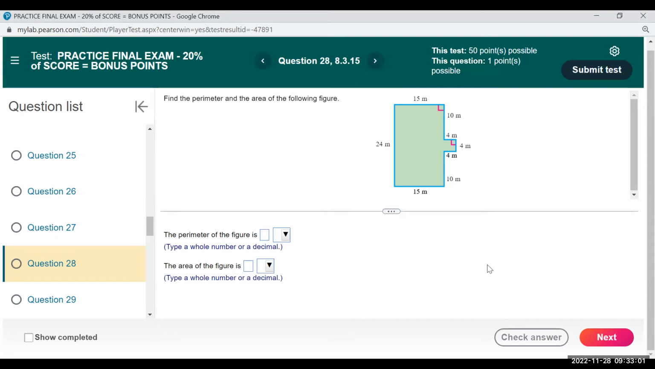15 meters, 24 meters, 4 meters, 4 meters, 4 meters, 10 meters, 10 meters, and 15.